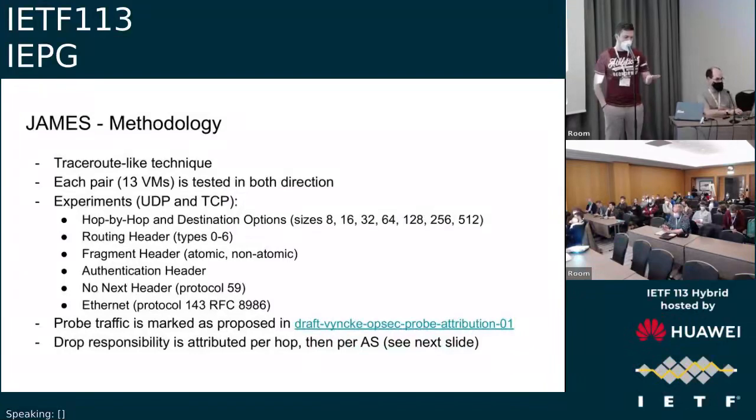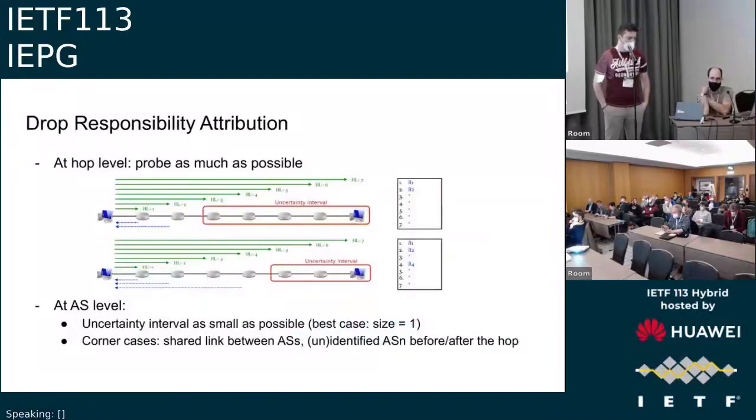With this, you have a view, we'll see that later, of each result. You can see whether each routing header or extension header passes or doesn't pass. We also try to attribute the drop responsibility, firstly per hop, and then obviously per AS. And that's where problems come. Problems first at hop level, because you have to probe as much as possible, but still you have to respect the network, so you don't want to introduce too much burden.